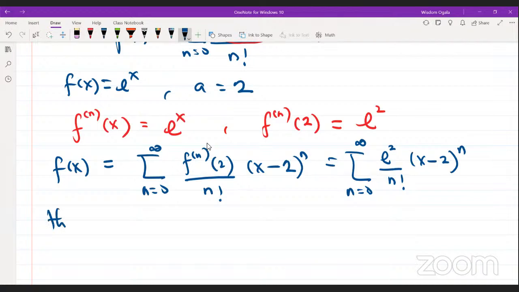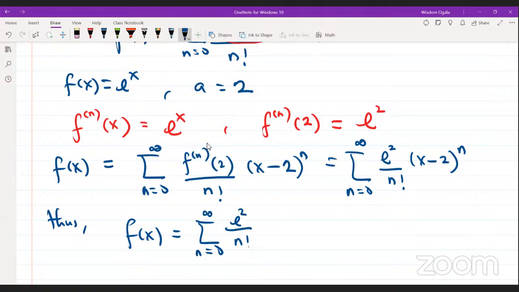So what is the Taylor series expansion of e to the x? It is just this guy. So this guy is what we call a closed form solution, okay? Or a closed form expression, as the case may be. This is the closed form.